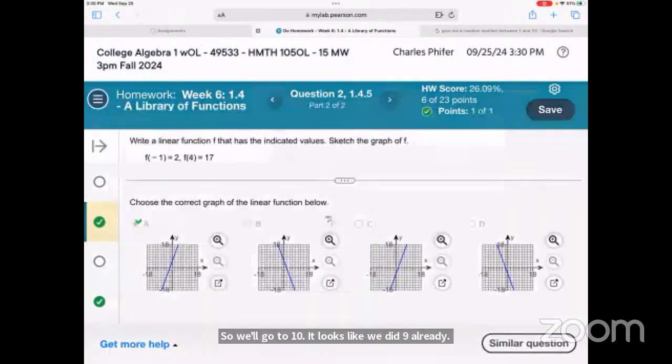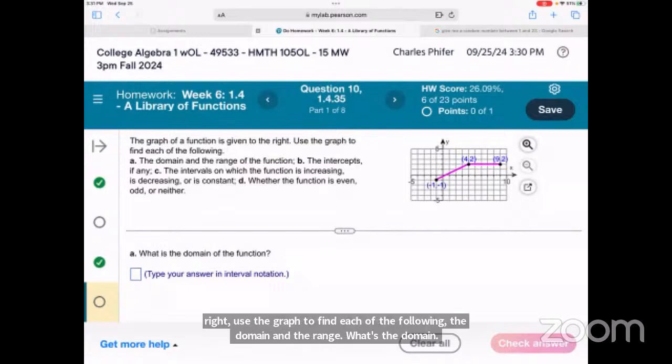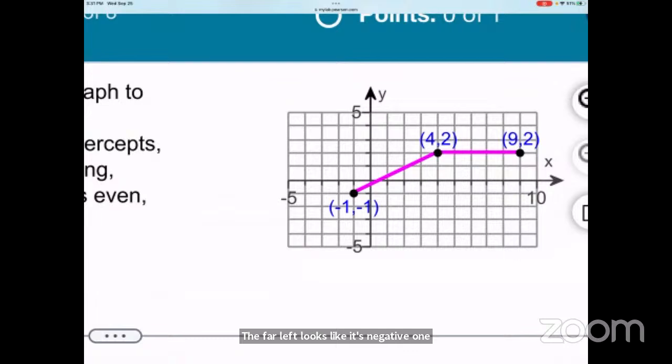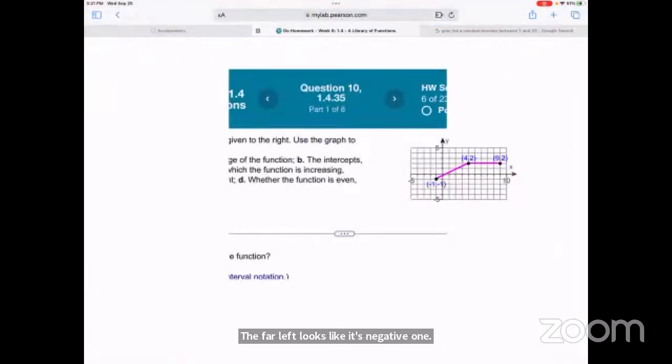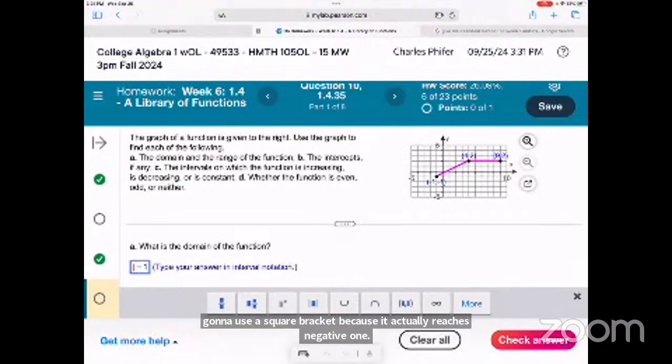So the graph of a function is given to the right. Use the graph to find each of the following: the domain and the range. What's the domain? Right. So with this image, again, the domain is the very left to the very right. So if we were to take this image and smush it onto the x-axis, how far left does it go? The far left looks like it's -1. We're going to use a square bracket because it actually reaches -1. The far right looks like it's 9. We're also going to use a square bracket there because it actually reaches 9.